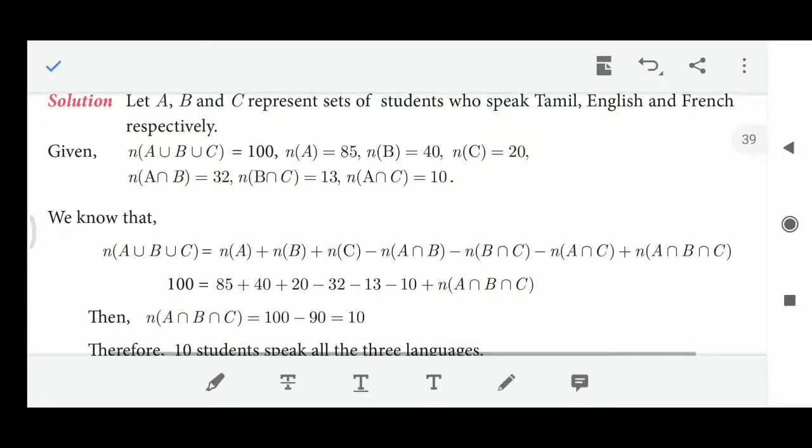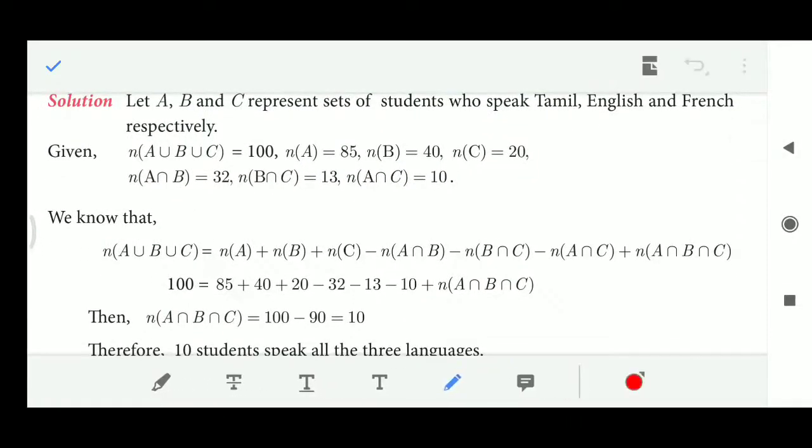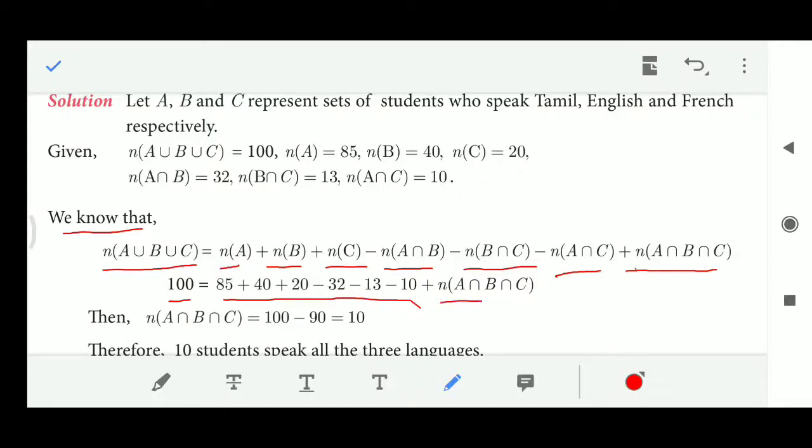n(A ∪ B ∪ C) = n(A) + n(B) + n(C) − n(A ∩ B) − n(B ∩ C) − n(A ∩ C) + n(A ∩ B ∩ C). If you substitute the values, you will get 100 = 85 + 40 + 20 − 32 − 13 − 10 + n(A ∩ B ∩ C). So we have to find n(A ∩ B ∩ C) by simplifying these values.